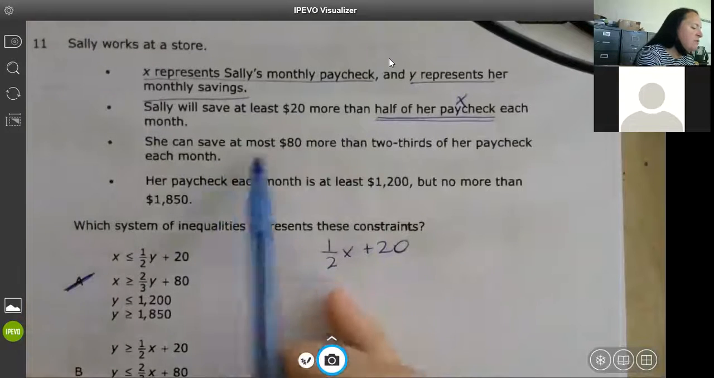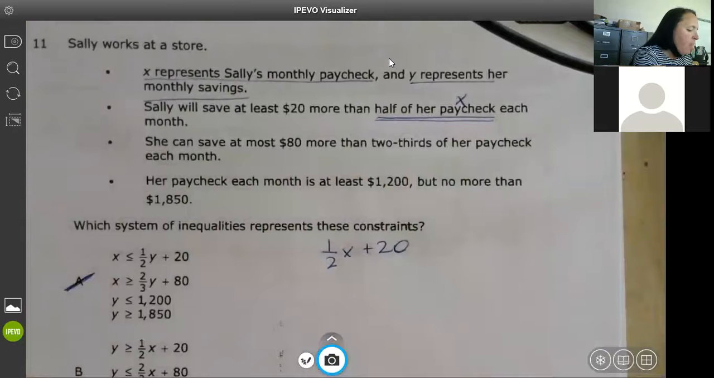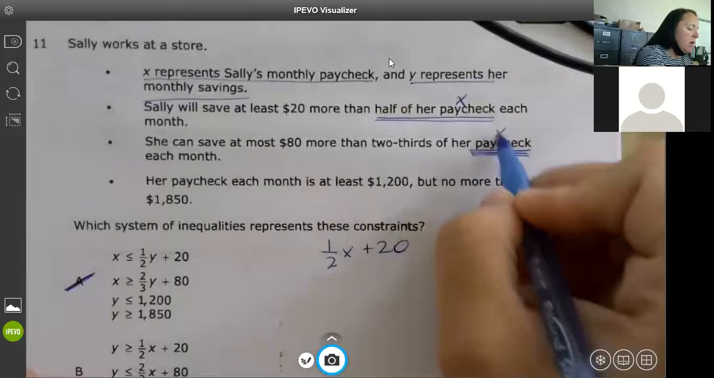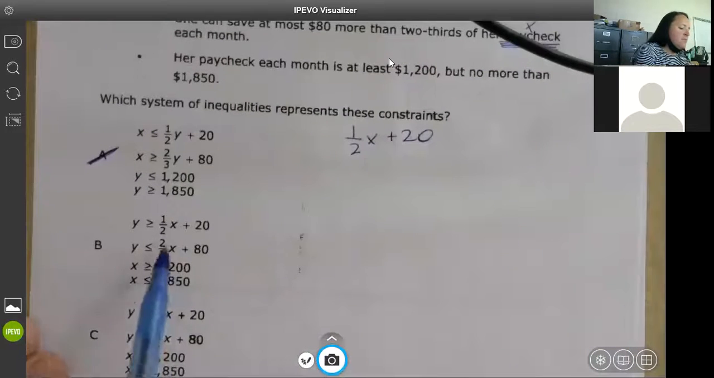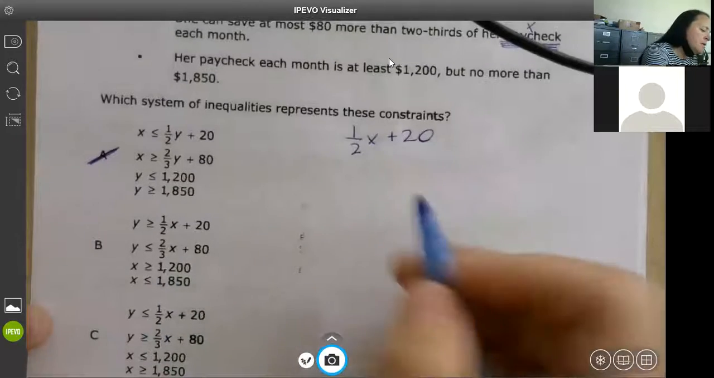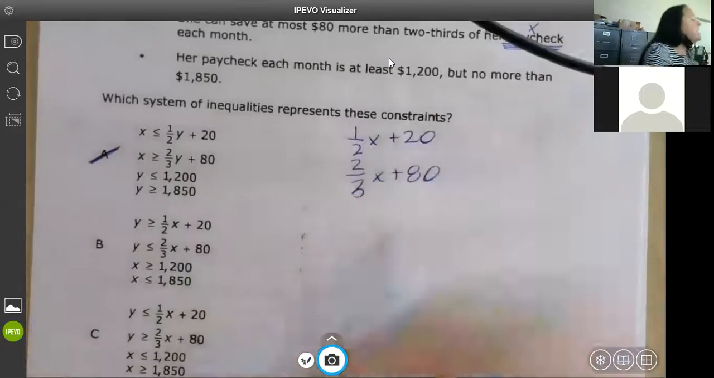She can save at most $80 more than 2/3 of her paycheck. 2/3, which one? What's paycheck represent? X. So 2/3 X. That's both of them plus 80. That's not really helping. Their signs are different. Let me see if I can do it without worrying about my signs yet. Okay. So I knew that was 2/3 X plus 80. I don't know if I can. I'm just going through it.